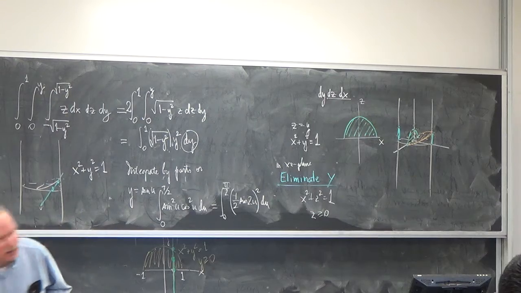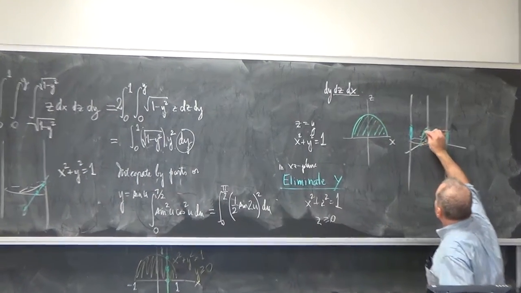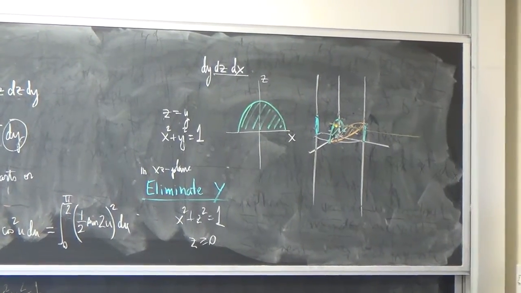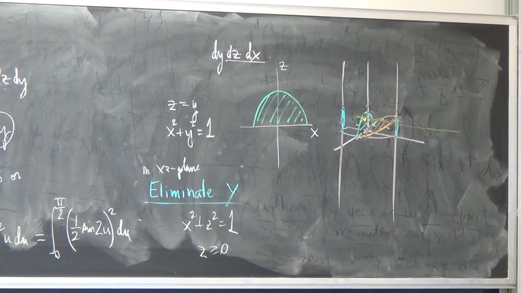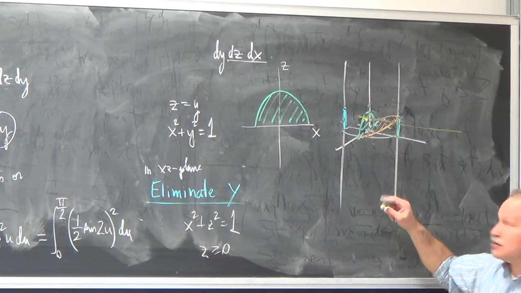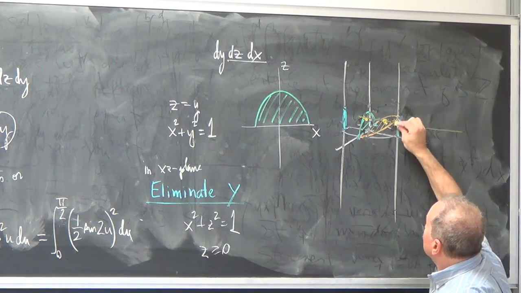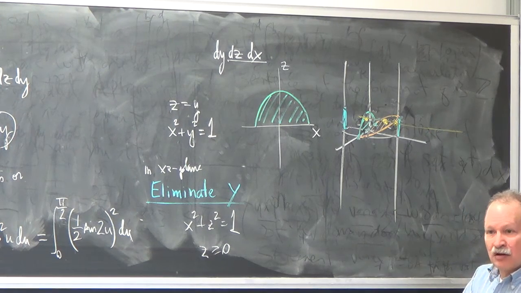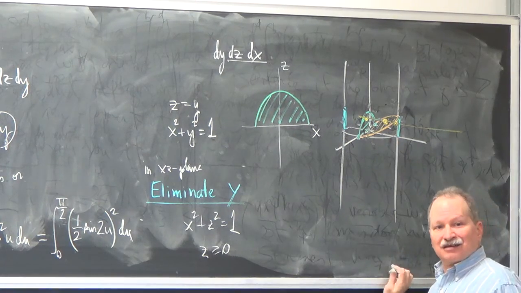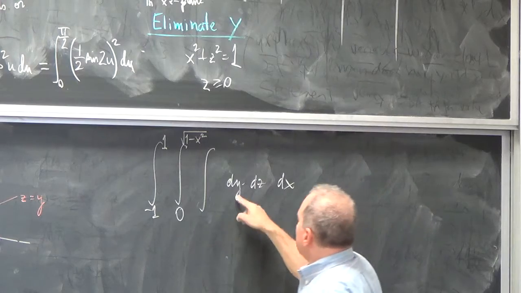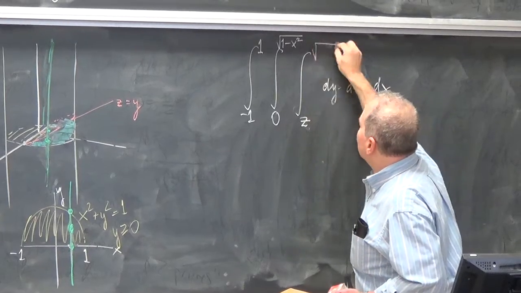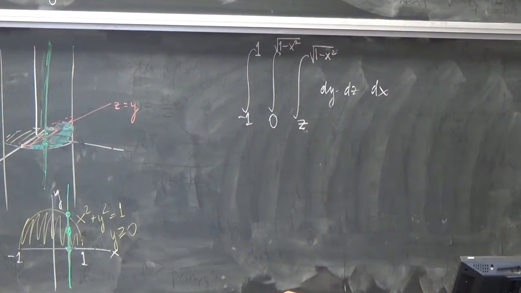So you're now going to take a point in this green region and shoot a ray in the y direction. Where does it enter? Where does it exit? It enters at y equals z, and it exits when it hits the cylinder, which is y equals the square root of 1 minus x squared. So it depends on x.